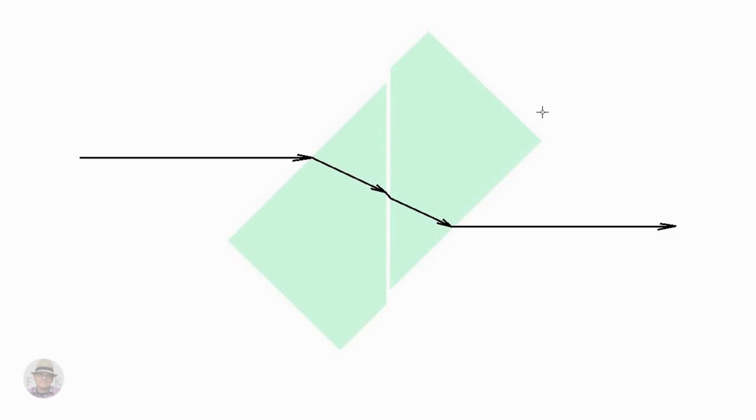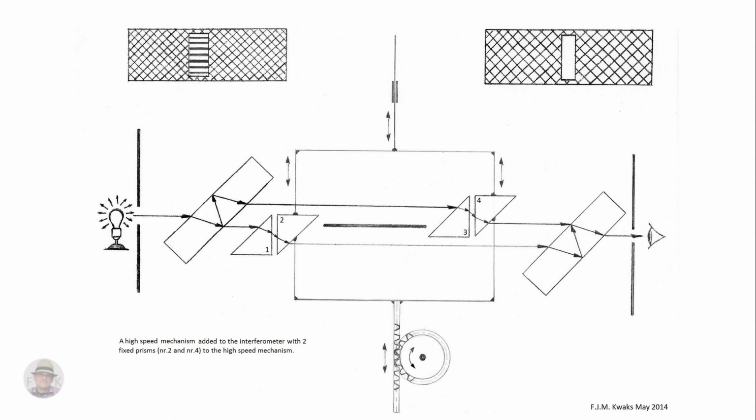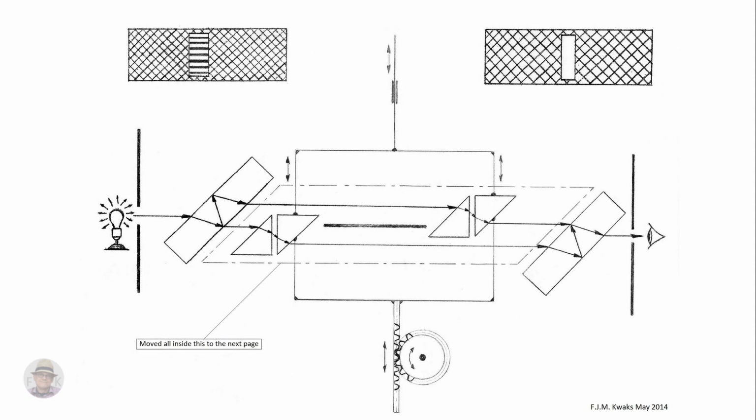If I remove the top part of the right piece of glass, and the bottom part of the left piece of glass, then it becomes clear that I can replace the pieces of glass with two prisms. The light beam splitter seen from above. On this drawing, I attach the prism number 2 and 4 to a high-speed up and down mechanism. For a better view and explanation, I move everything within the center line, enlarged to the next drawing.